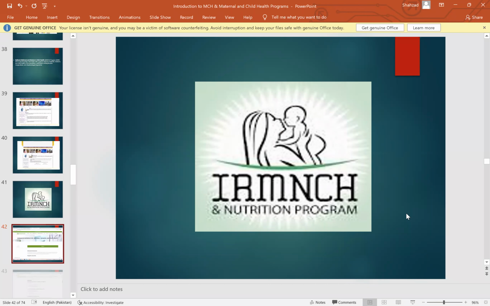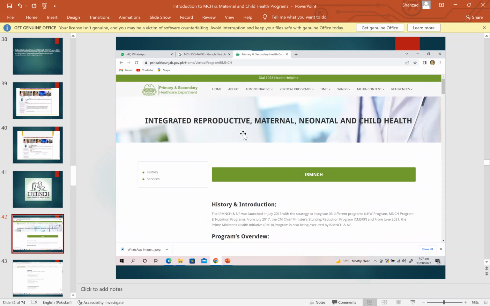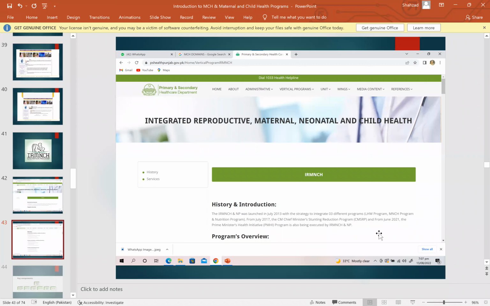IRMNCH and Nutrition Program. It is the integrated reproductive, maternal, neonatal, and child health program. The IRMNCH and nutrition program was launched in July 2013 with the strategy to integrate three different programs, which were the LHW program, MCH program, and nutrition program. From July 2017, the CM stunting reduction program, and from June 2021 the Prime Minister's Health Initiative PMHI program is also being executed by the IRMNCH and nutrition program.